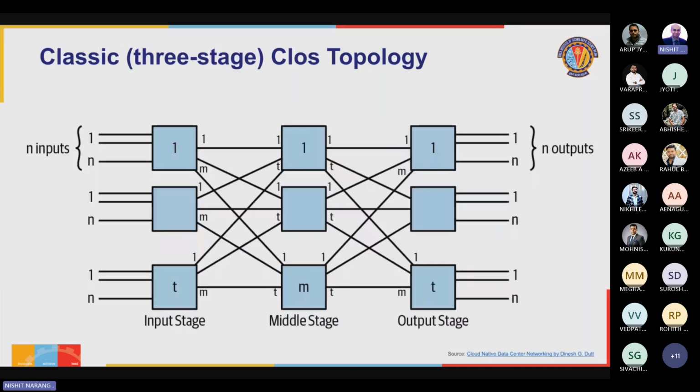Let's today now look at the classic Clos topology. What we saw in the form of the leaf spine architecture was more of an adaptation of the classic Clos topology, which was built to cater to telephony networks, circuit switch networks. The classic Clos topology is actually a three-stage topology.